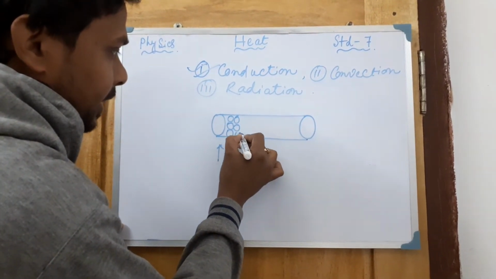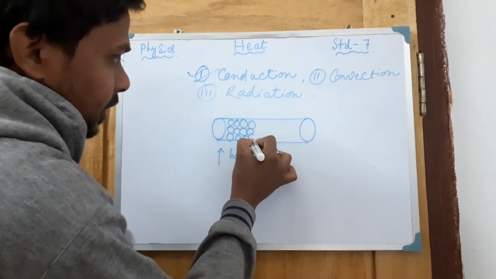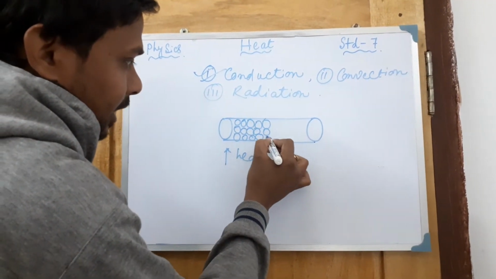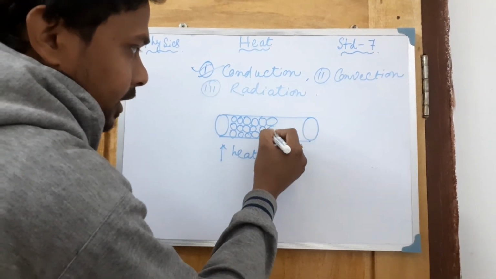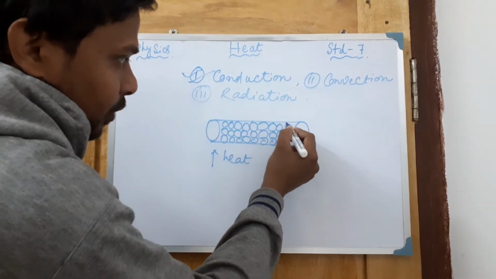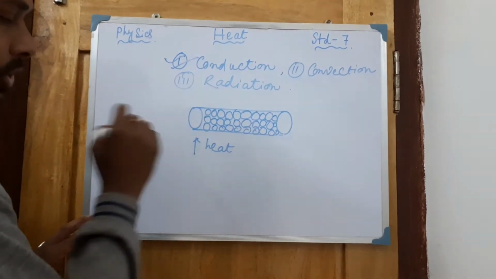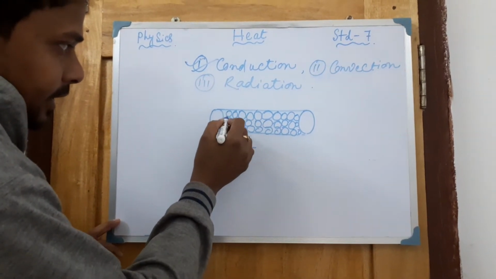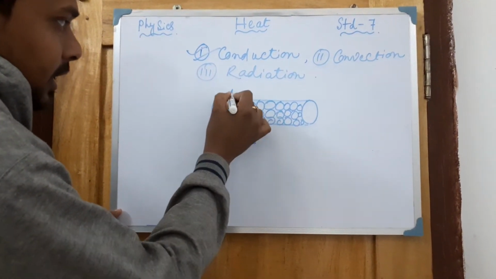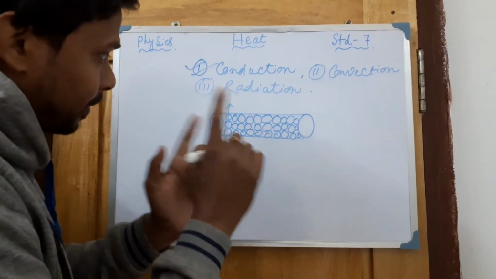So all the particles are actually very close to each other. They are tightly packed up, we all know that. In this way they all are tightly packed up. So what is actually happening here? When you are giving the heat energy to this portion, then on this side the vibration starts. These molecules are actually vibrating. Then what will be happening?